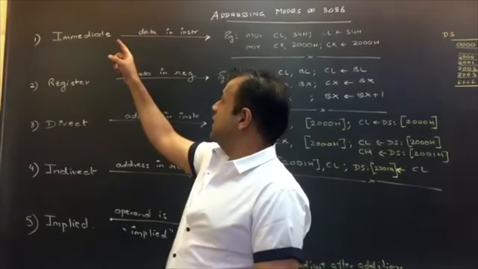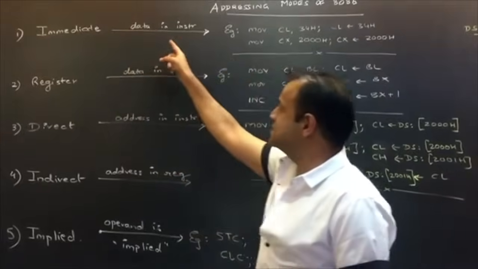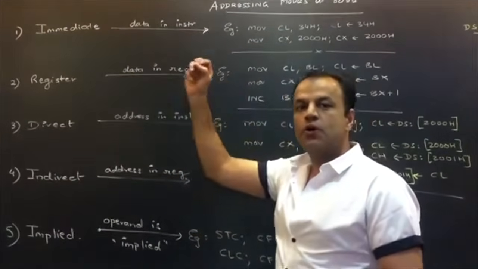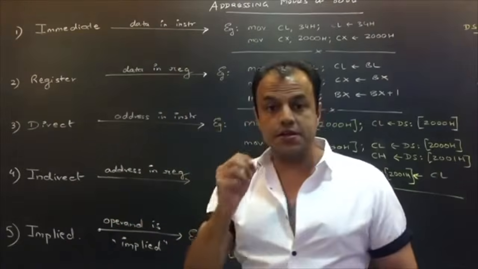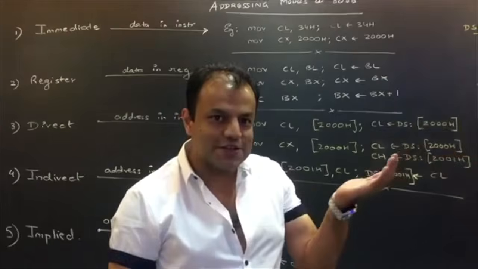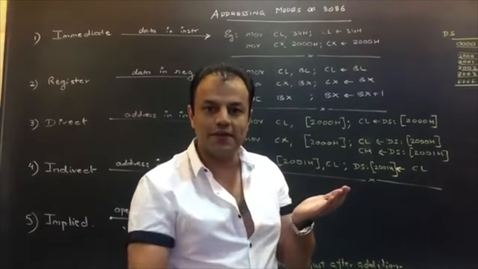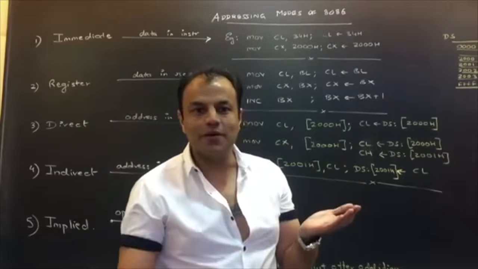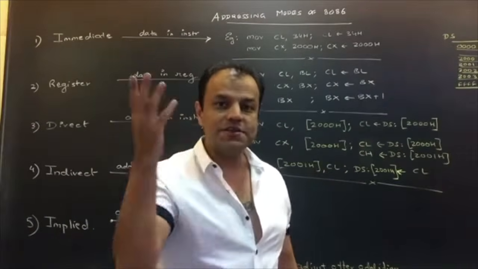The first one. Immediate addressing mode. That's the easiest addressing mode. Your data is given in the instruction. I repeat, whatever data, whatever operand you want to work on, you give that data in the instruction itself. So what happens? As soon as the processor fetches the instruction, it gets the data. So it doesn't have to search for the data, so it doesn't waste any time. So the operation is performed immediately. Hence the name immediate addressing mode.